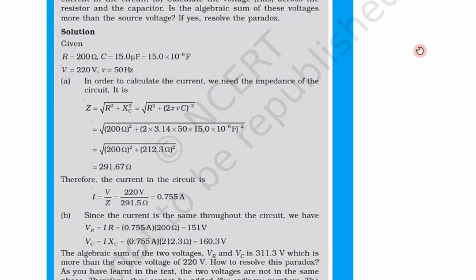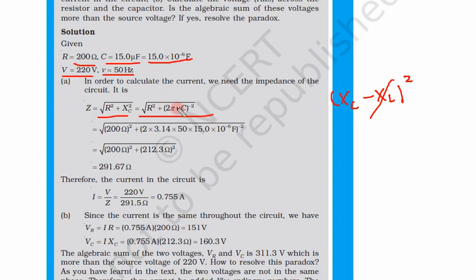So first of all, we are given R is equal to 200 ohm, capacitance is 15 microfarad, that means 15 into 10 to power minus 6 farad. V RMS is 220 volt and frequency is 50 hertz. So first, in order to calculate the current, we need the impedance of the circuit. What is impedance? Impedance is the square root of R square plus (XC minus XL) square, but the XL term is not there, so we simply have XC square. So Z is equal to the square root of R square plus XC square.